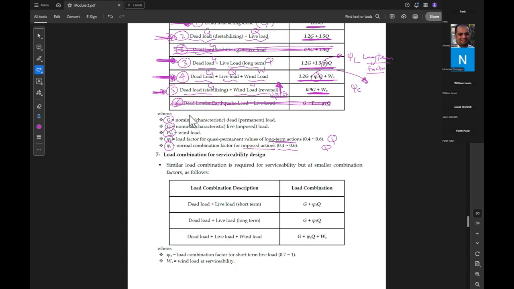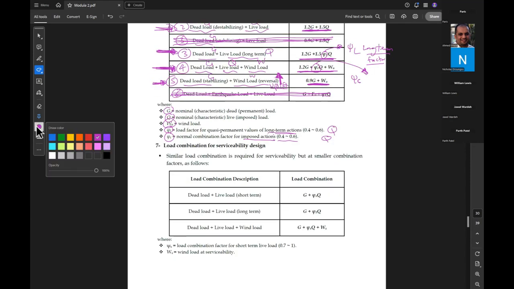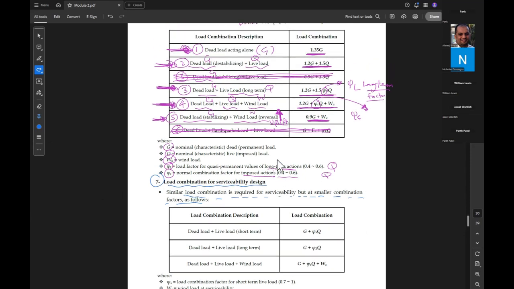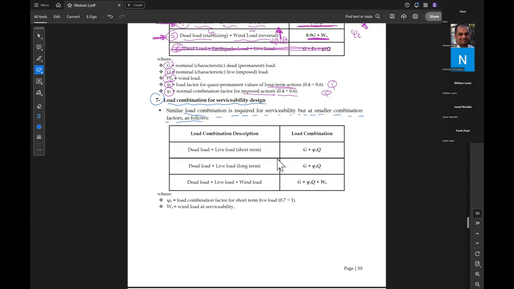Let's now look at the load combination for serviceability. So for serviceability, we have fewer load combinations. Similar load combinations are required for serviceability, but the combination factors are smaller, as follows. So as you can see here, in strength, we have factors 1.35, 1.2, 1.5, all or most of them more than 1. But for serviceability, we don't have such factors, we have all the factors as 1.